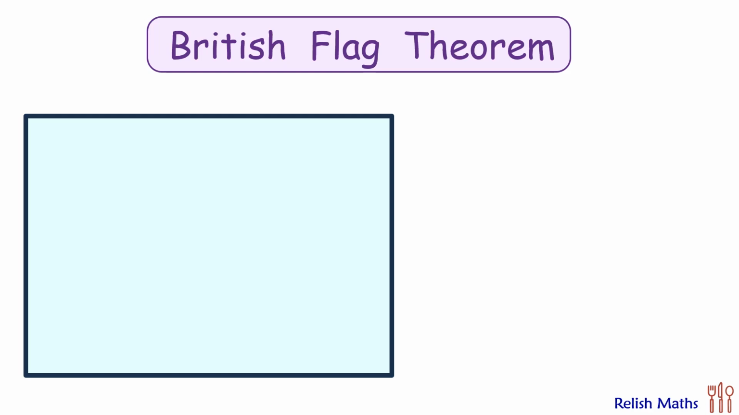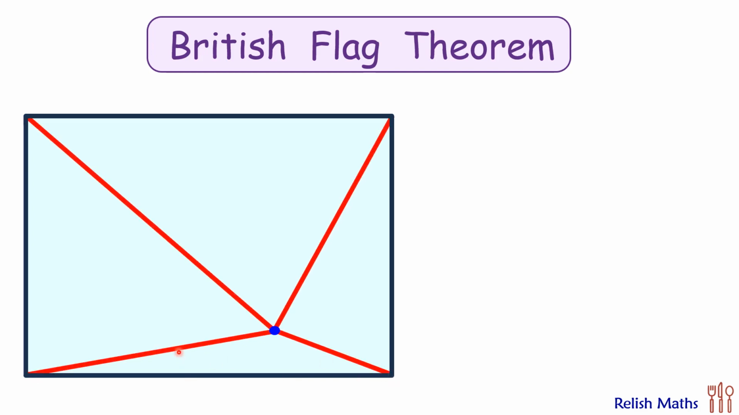We'll first see what is British Flag Theorem, then its proof, and then we'll solve our question. So British Flag Theorem states that in a rectangle, if we select a point randomly inside the rectangle and join it with all the four vertices of the rectangle, let's take the length of the line segments as A, B, C, D.